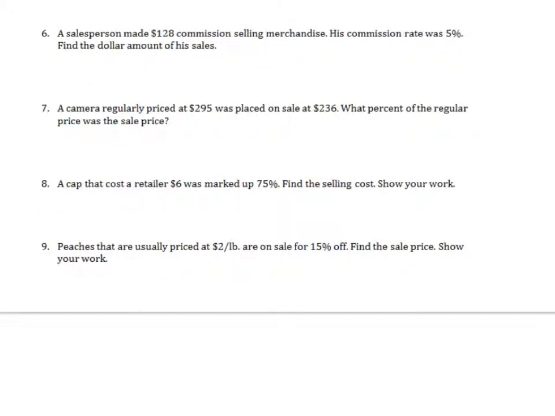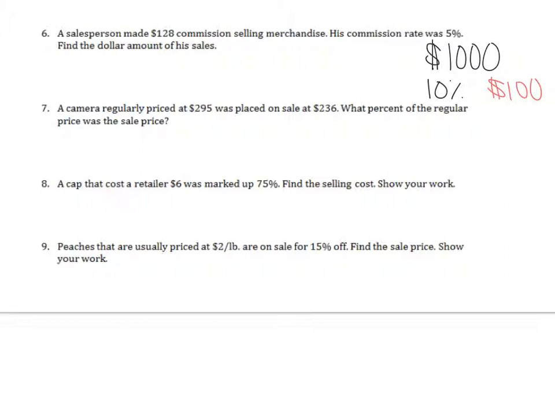Okay, now we're going to do some word problems. A salesperson made $128 selling merchandise. His commission rate was 5%. Find the dollar amount of his sales. Commission is something that you get paid for what you sell. So if you sell $1,000 worth of merchandise and you get paid 10% commission, that means that you're going to get paid 10% of $1,000. So you're going to get paid $100.